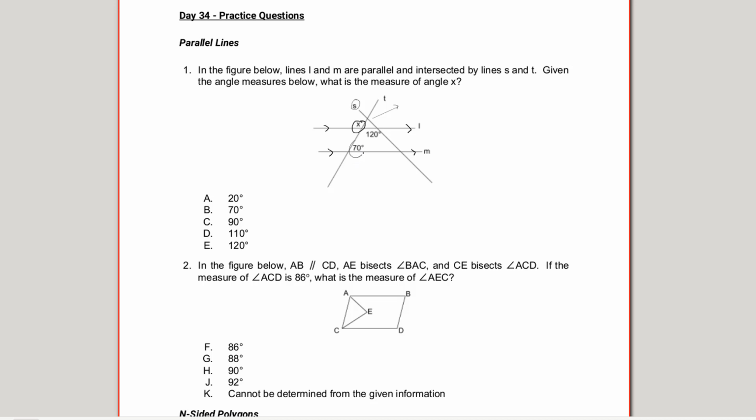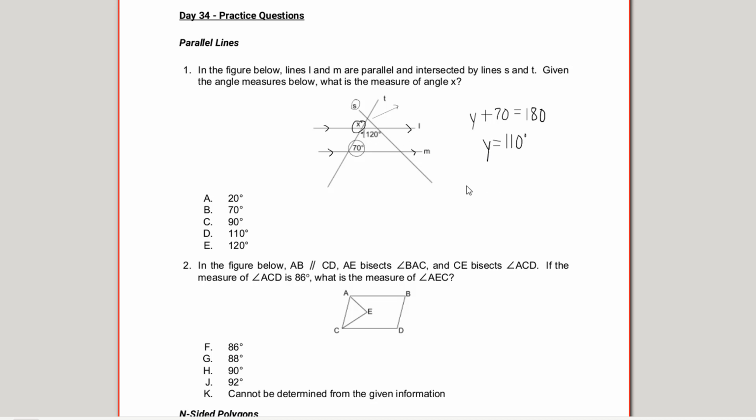So given that I have this angle of 70, it is formed by two parallel lines cut by a transversal, and I also know that this angle 70, and I'm going to call this angle Y, those are same side interior angles, and they add up to 180. So I said Y plus 70 equals 180, and I can solve for Y by subtracting 70, and I get that Y is 110 degrees.